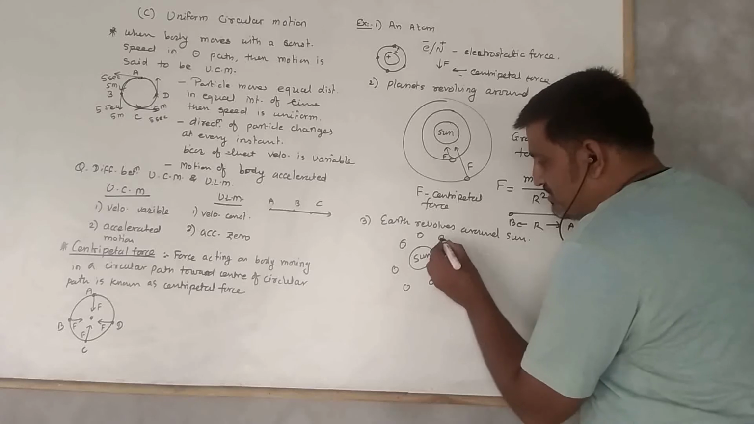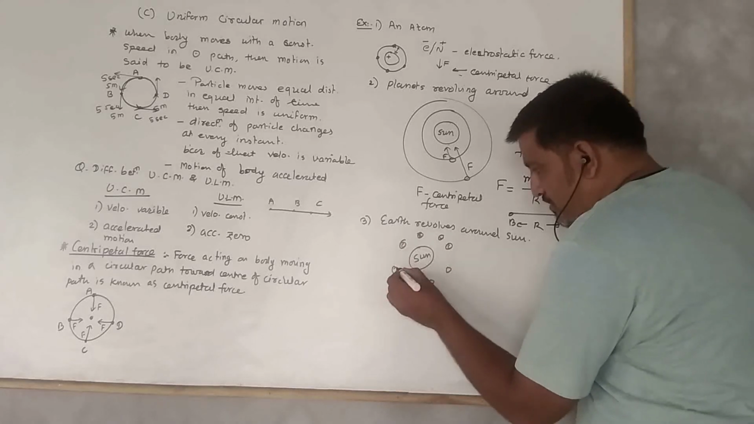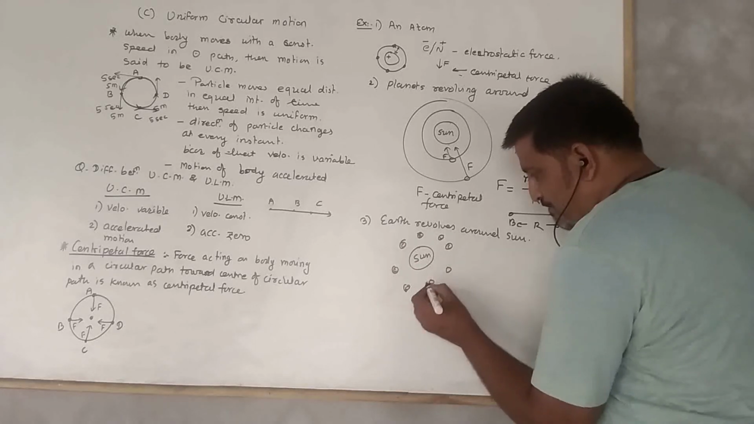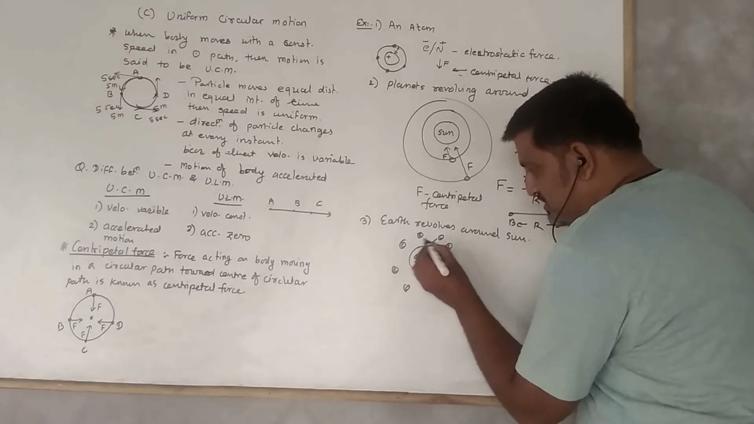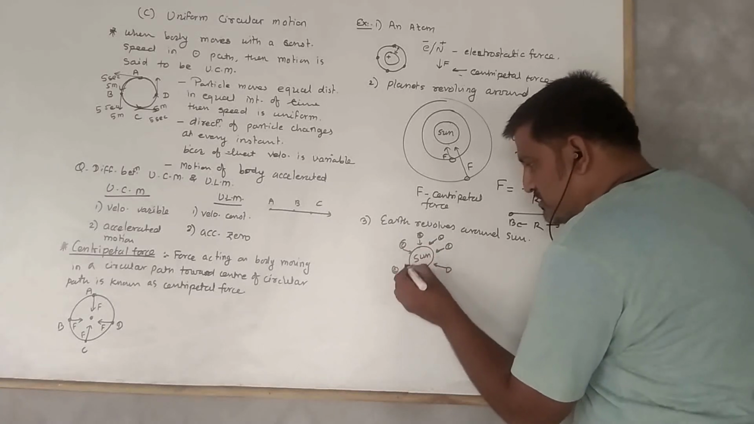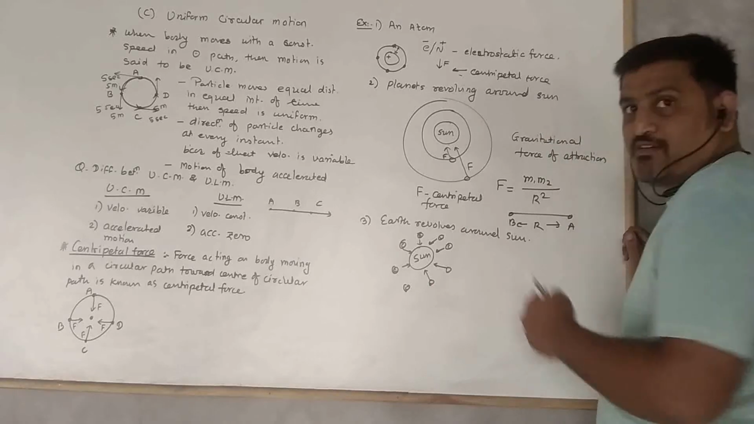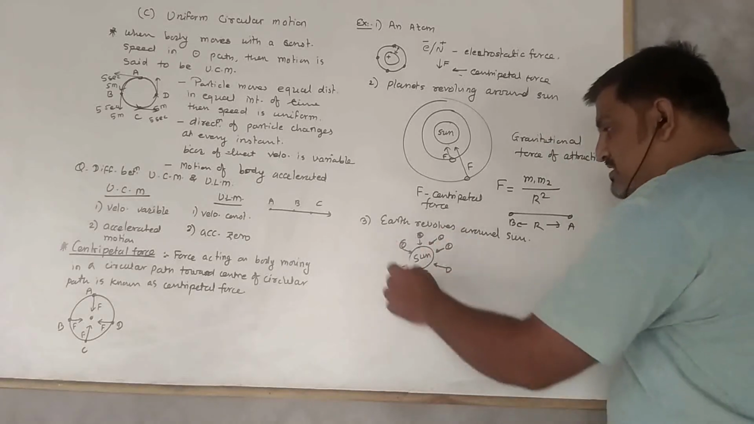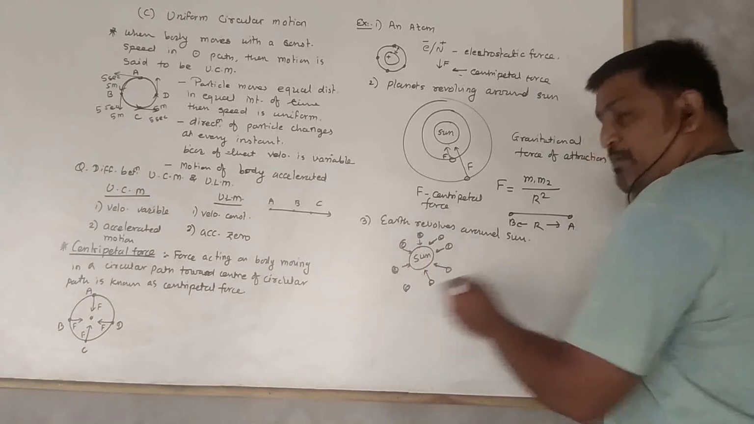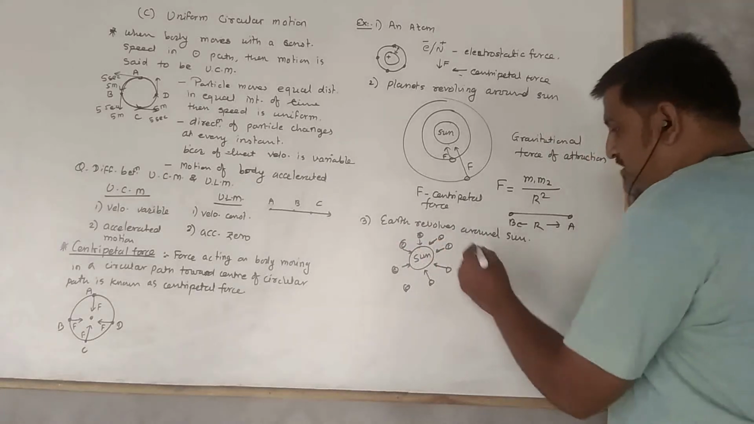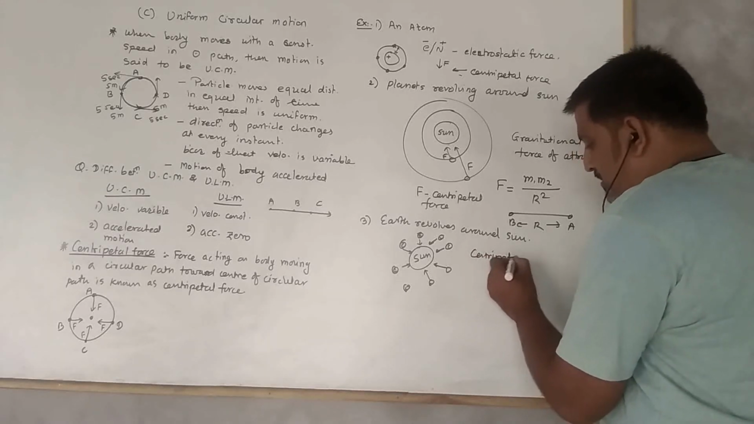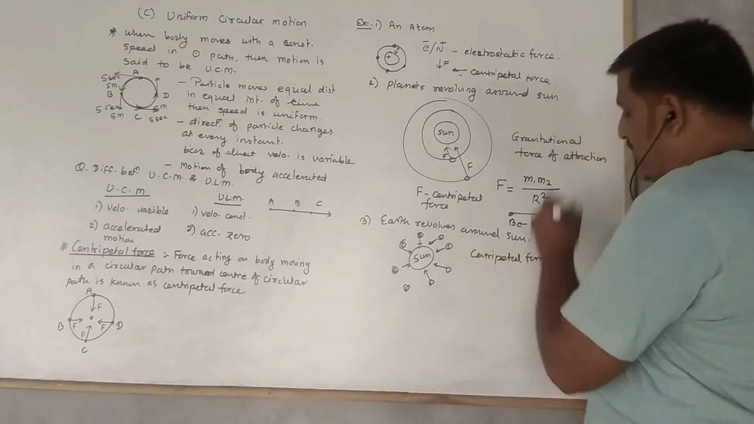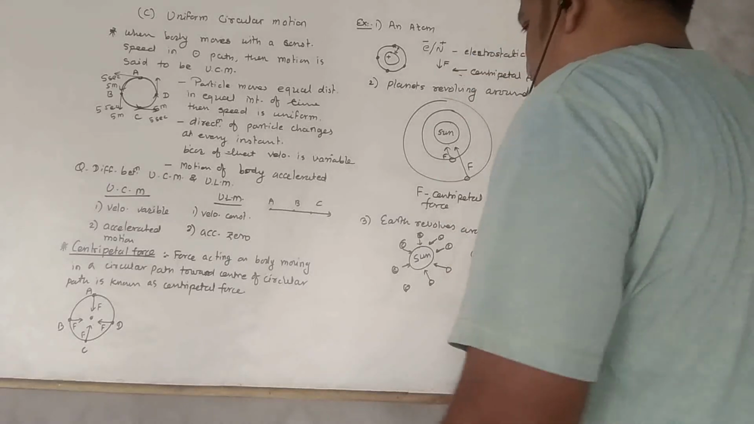Okay, Earth changes its position like this. So at that time the Earth experiences a force toward the sun, and this force is toward the center. Actually, it is toward the center of its circular path, right? And that is known as centripetal force. उसको ही हम कहेंगे centripetal force. I hope that you understood all these three examples.